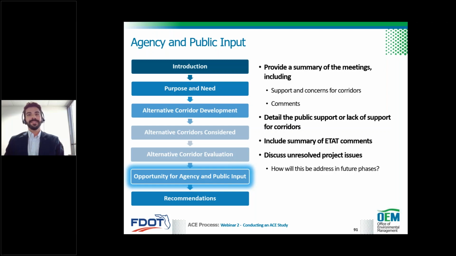So anyway, back to ACE training. Document what corridors receive support and the lack thereof. And are there any unresolved issues that need to be assessed in future phases? For instance, you may have a corridor that has a potential to impact a community feature, but at this stage, with a level of design information, it's difficult to say for certain. This could be something that is explored more closely during the PD&E stage.